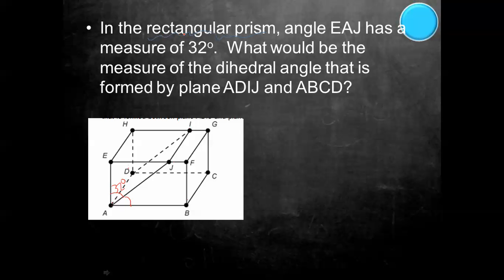Now, since we know it's a rectangular prism, it's a right angle, we know that this big angle is 90 degrees. So in order to answer this question, we're just going to take 90 and subtract it from 32, which is going to give us 58 degrees. So the dihedral angle is going to be 58 degrees.